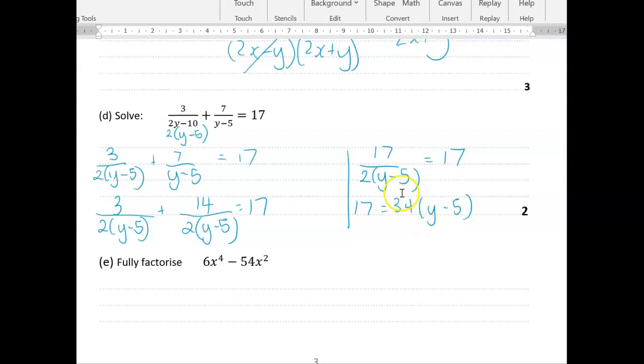Various ways that you can do it. You could expand your brackets. Let's do it that way. 17 is 34y minus 170. I can add 170 to both sides, and I will get 187 is equal to 34y, and then my answer will be y is equal to 5.5. To get your full marks, you need to get 5.5.